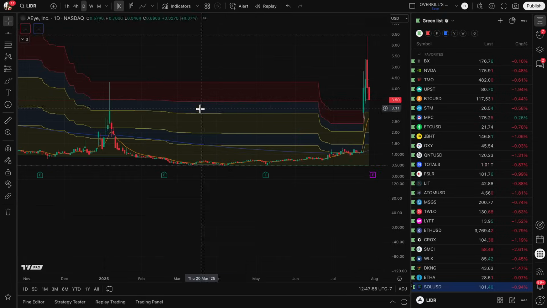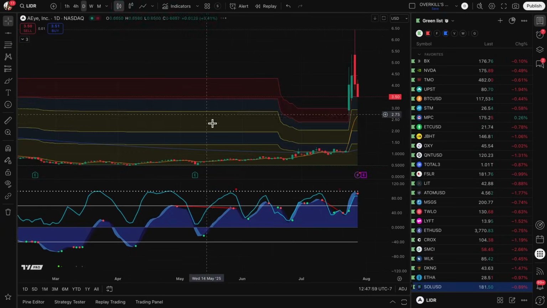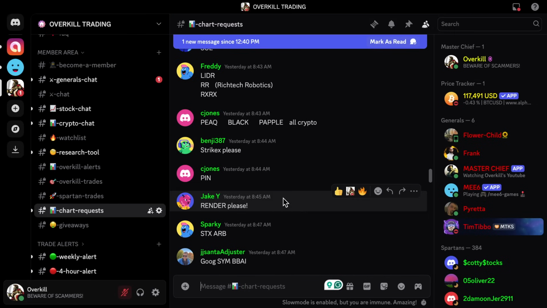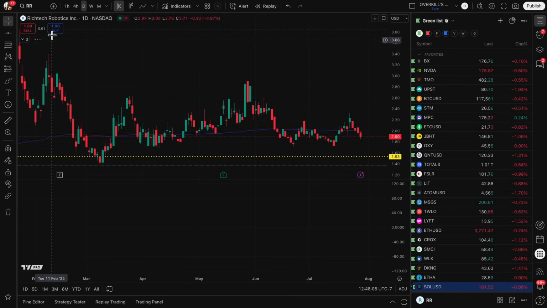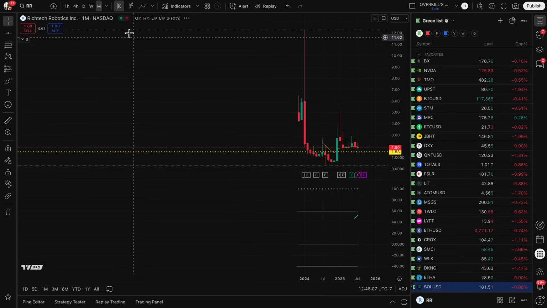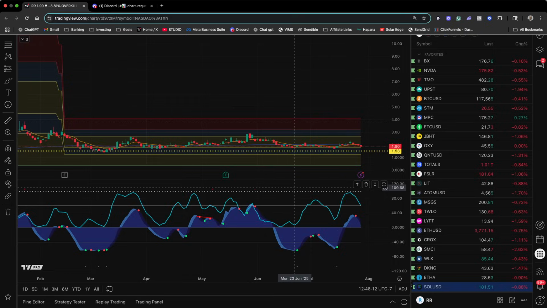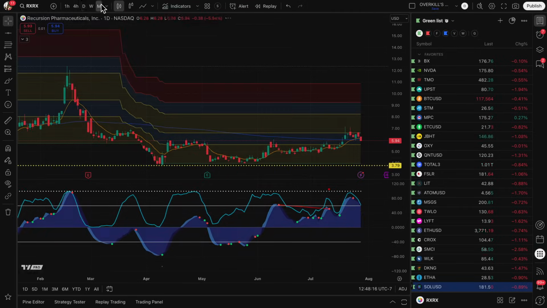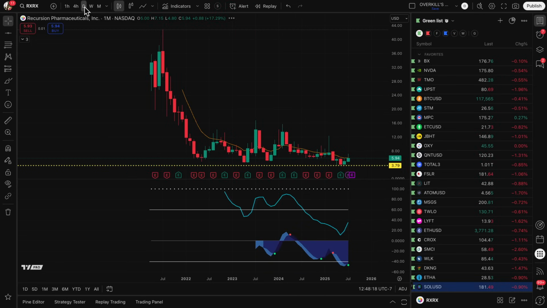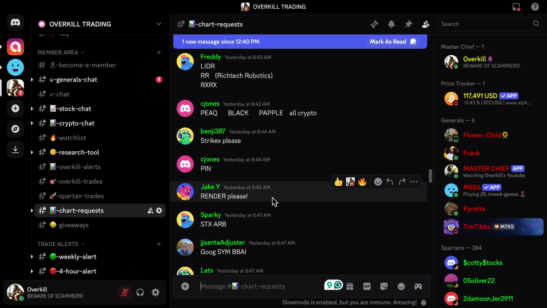LIDR. RR. No monthly on that. So this is more of a fundamental play here. Looking at the daily. RXRX. That one's got a green monthly, so we're in here on the daily. Target is 10 to 11. Okay, looking to add on the daily or the 4 hours.